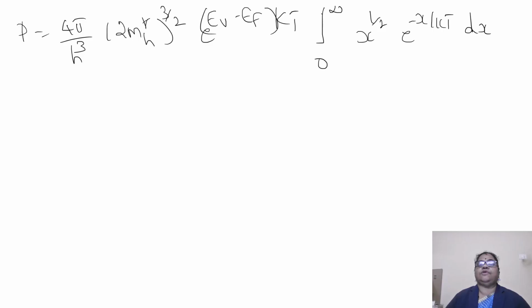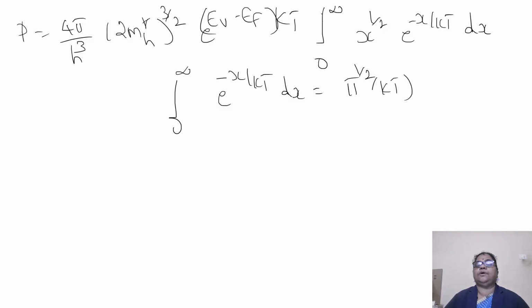So in order to solve with the help of this gamma function, we can simplify this x power half into e power minus x by kT into dx, which is equal to pi to the power half into (kT) to the power 3 by 2 by 2. So we can substitute this value into the above expression.